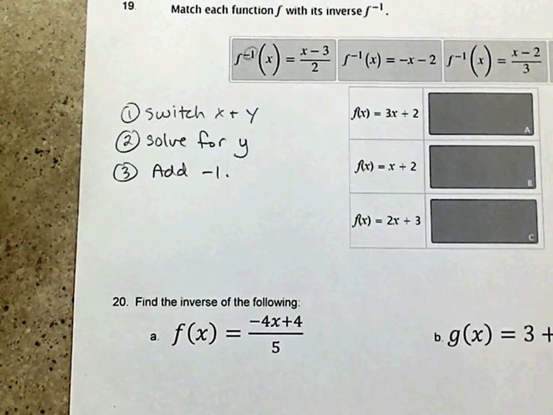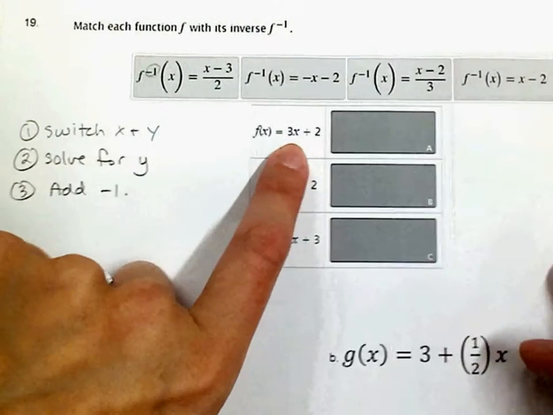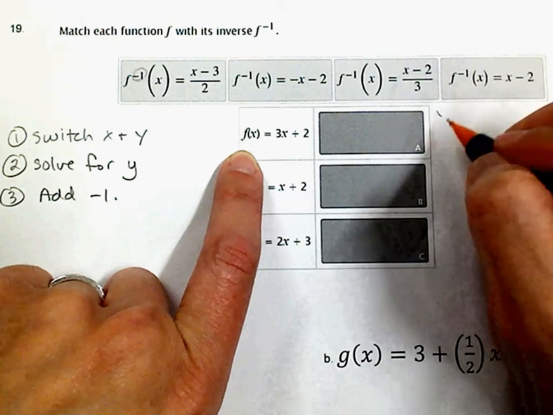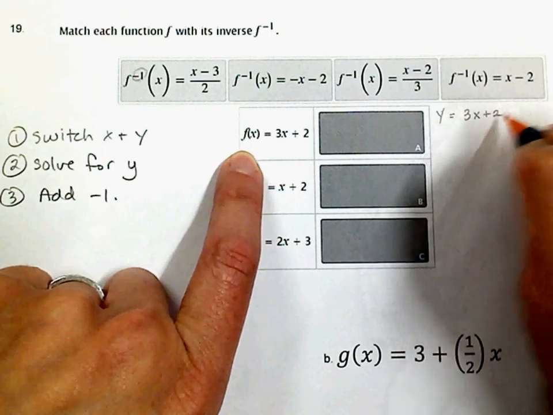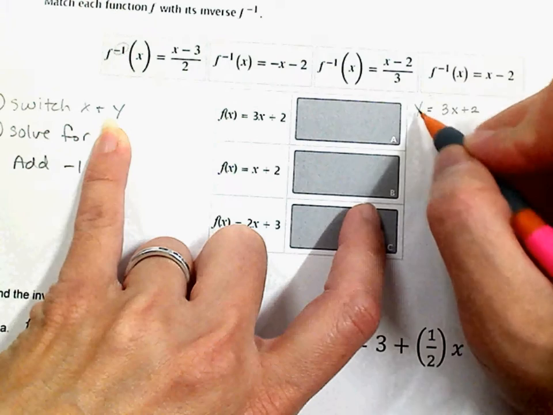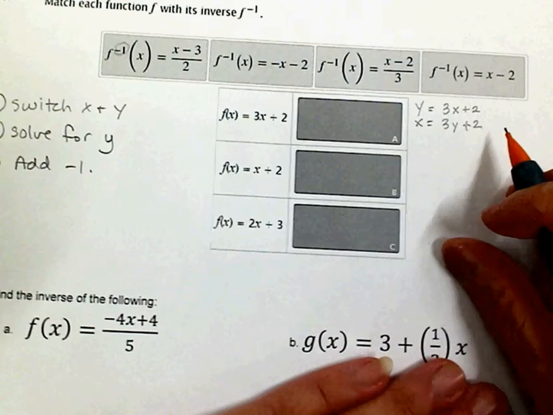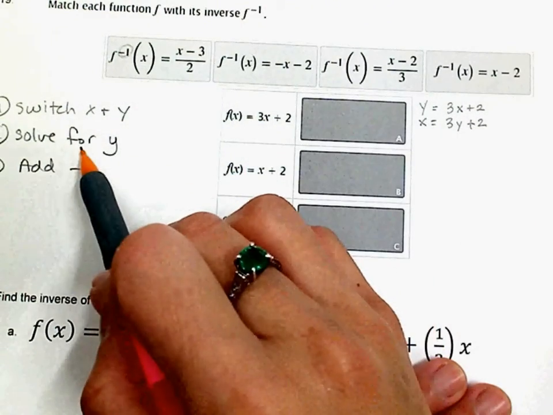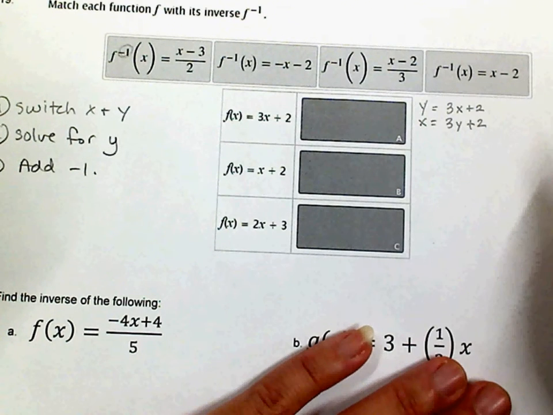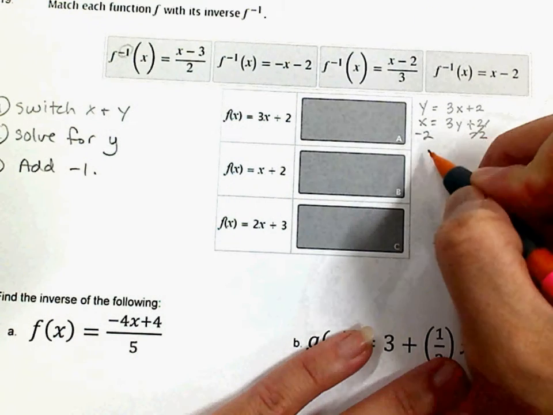All right, let's see which one matches which. Everyone ready? Let's look at this one. Instead of f of x, can I replace that with y? Okay, so y equals 3x plus 2. Step number 1, switch your x and your y. So your y becomes x, and your x becomes y. Solve for y. How do you solve for y? How do I solve? Minus 2, minus 2. So x minus 2 equals 3y.